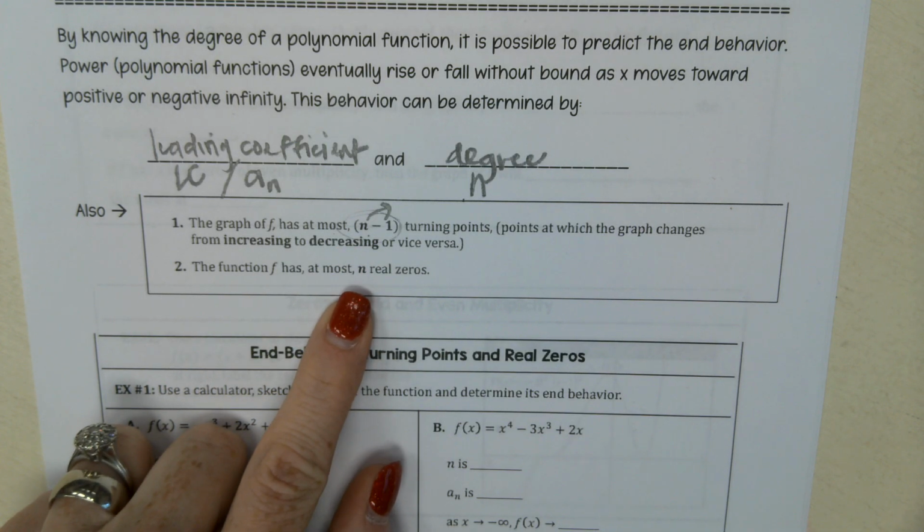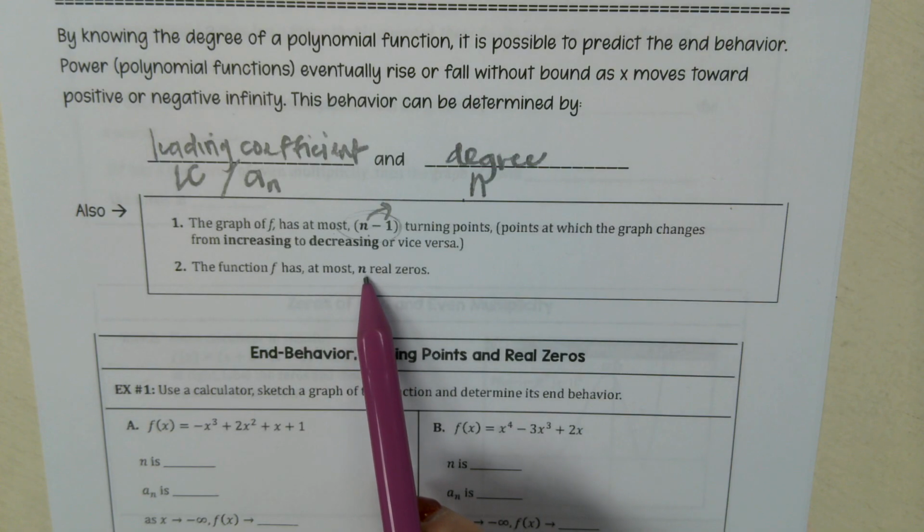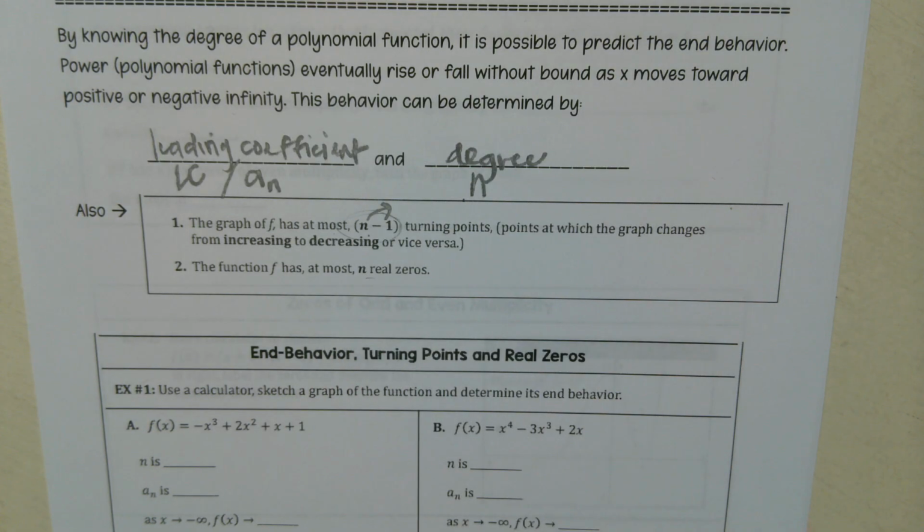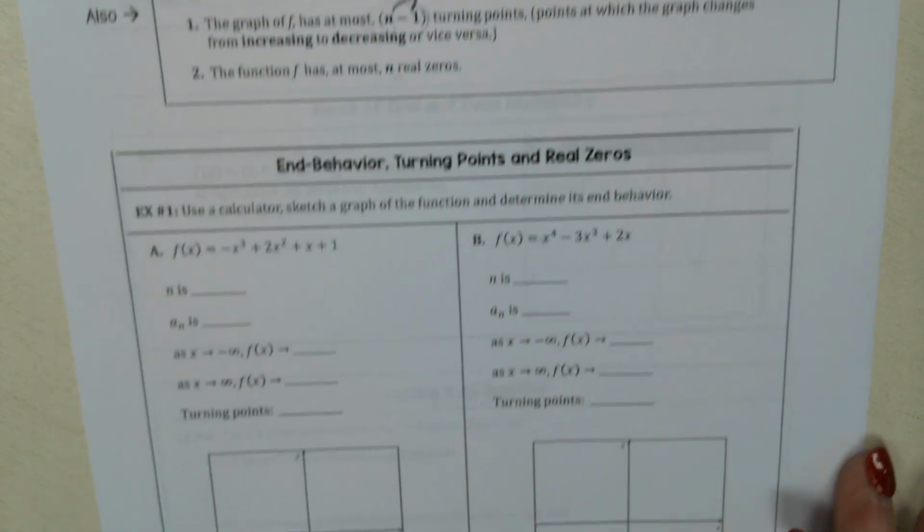And then this tells me it has at most n real zeros. Now it does have n zeros. They just might be positive, or not positive. They might be real or imaginary. Okay, so let's take a look at this.